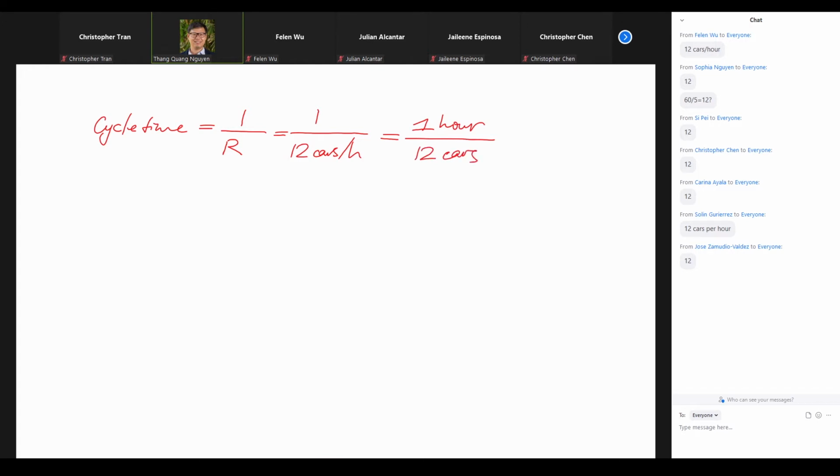But if we take 1 divided by 12, it's going to be a decimal number, and it's really hard to grasp the decimal number. So we would convert the hours to minutes, right? That's why later on we calculate the cycle time as how many minutes per car. So 1 hour is 60 minutes. We take that divided by 12 cars. So eventually we have 5 minutes per car. Right, so that's the cycle time.